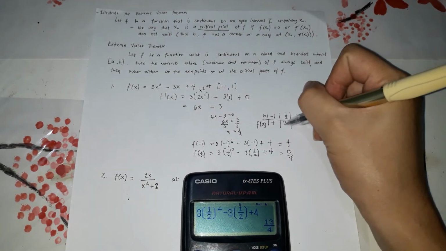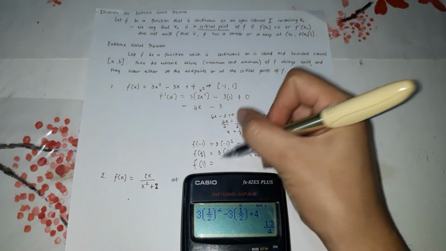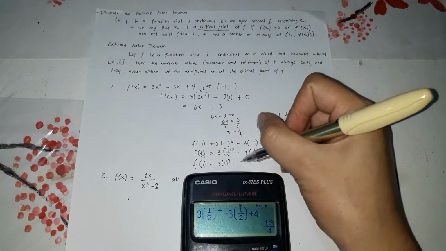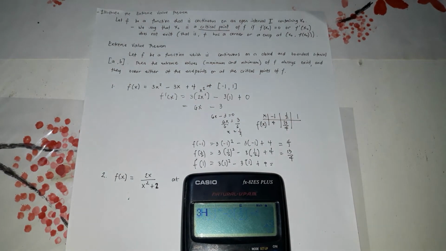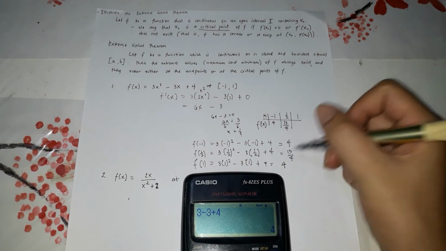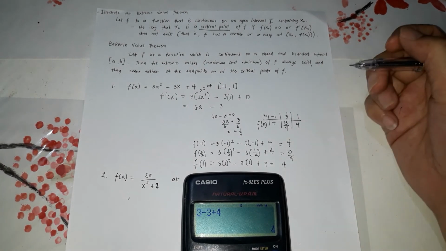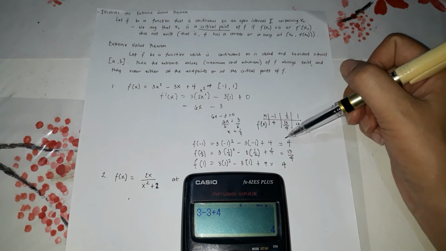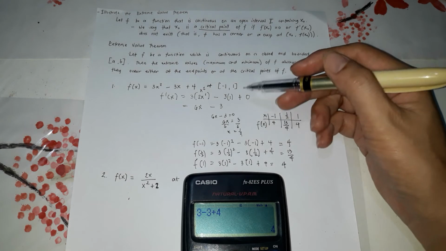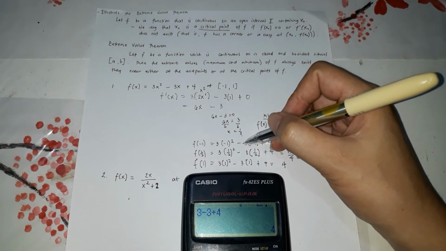And the last one, f of 1 is equal to 3 times 1 squared minus 3 times 1 plus 4, which is equal to 3 minus 3 plus 4, which is equal to positive 4. There may be a mistake here. I think f of negative 1 is mistaken. It should be 10 because 3 times 1 is 3 minus negative 3.